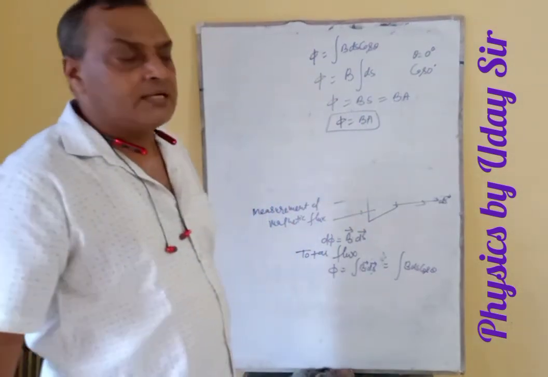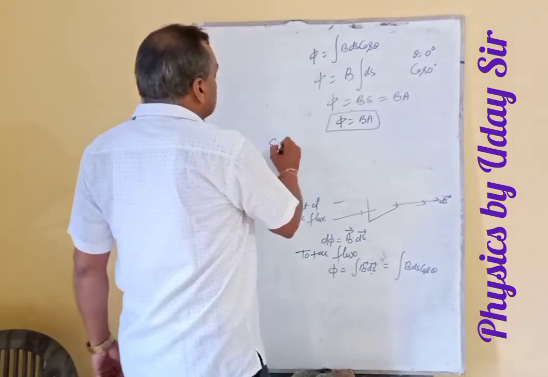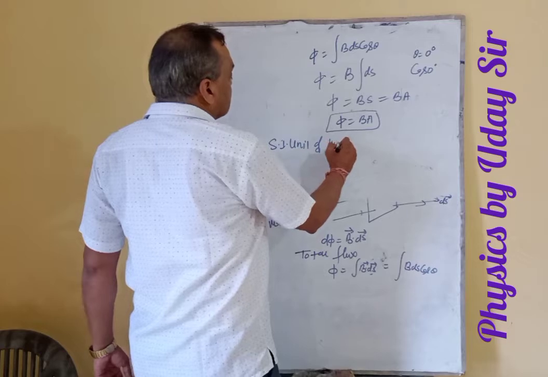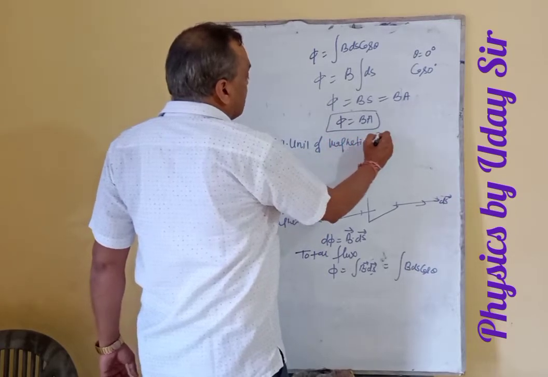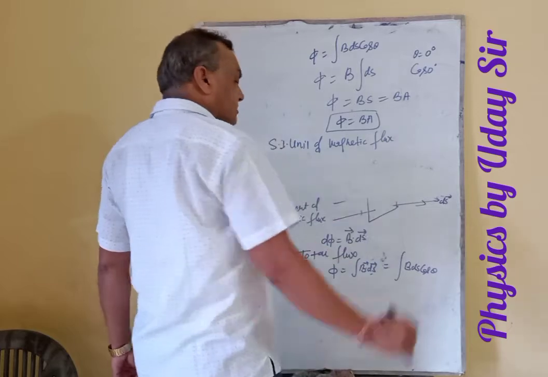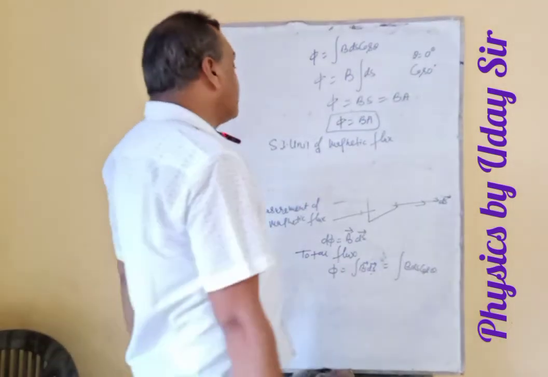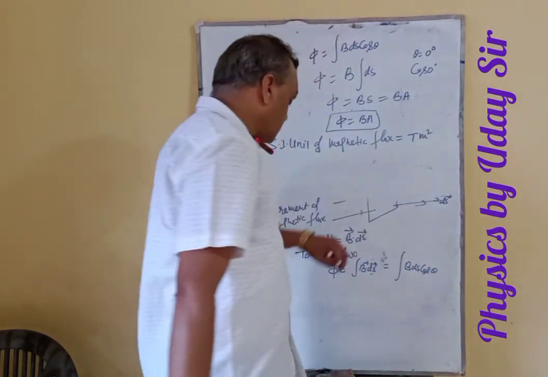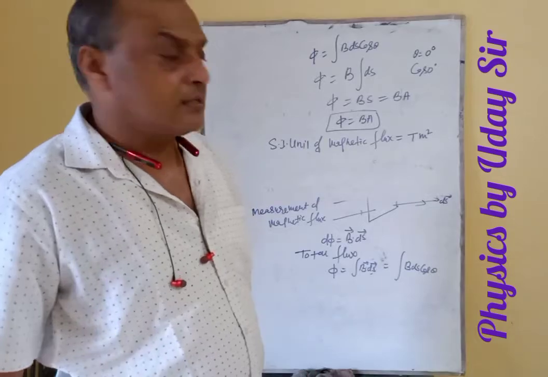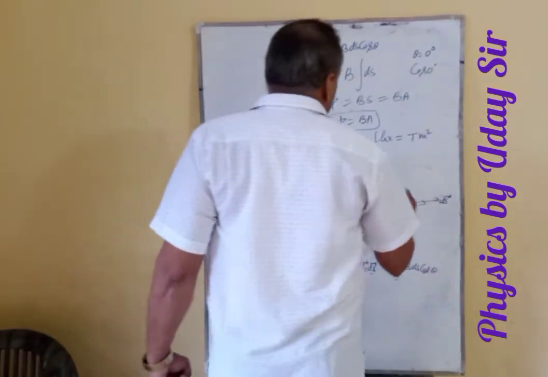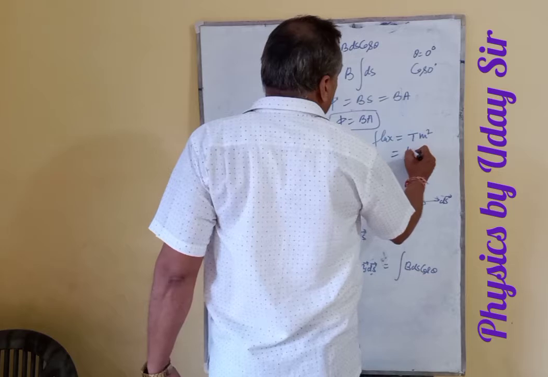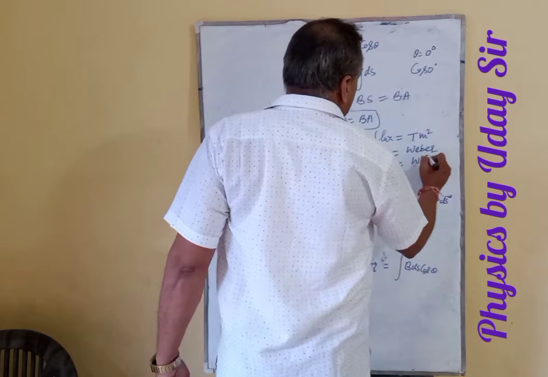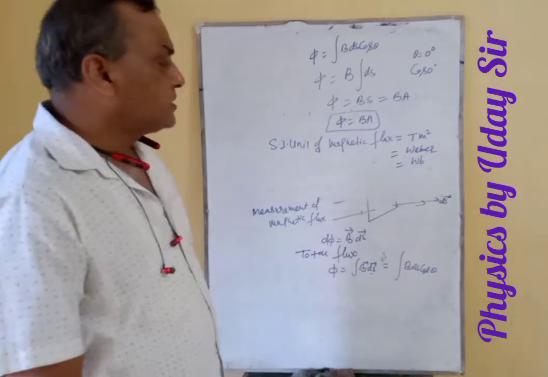Now what will be the SI unit of magnetic flux? Magnetic field unit, what is it? Tesla, and area unit meter square. Tesla meter square, that is also called Weber. Weber, WB, this is the symbol.